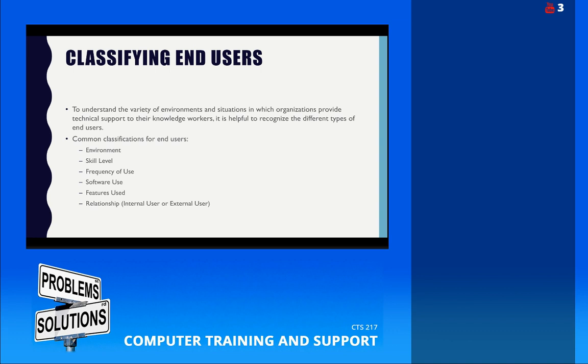Now here's why we want to classify end users and why we want to make an end user classification tool, which is your Module 1 lab. Every user that walks through your door is going to be different. They're going to come from a different environment. They're going to have a different skill level at the computer. They're going to have a different frequency that they use their computer. They're going to use different software, and different features of that software. And they may even have a different relationship to the company. They're going to be different.